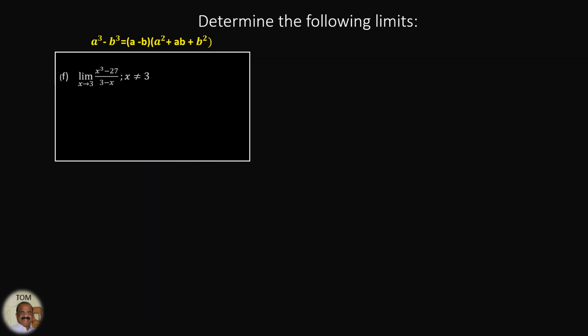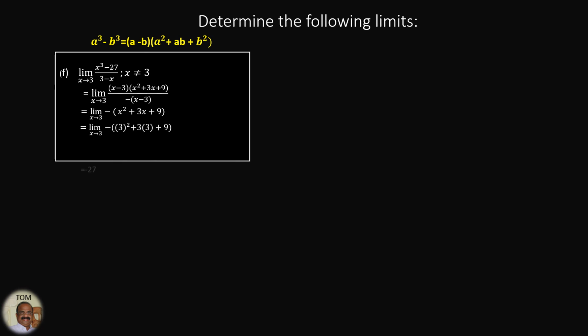Question number F. (x cubed minus 27) over (3 minus x). Okay, let us factorize. Look at the denominator. It was 3 minus x. But we want x minus 3. So we keep a minus sign outside the bracket, changing it into minus of (x minus 3), so that we can cancel x minus 3 and x minus 3. Now the minus is there. So we get minus of (x squared plus 3x plus 9). Substituting carefully, we get the answer minus 27.